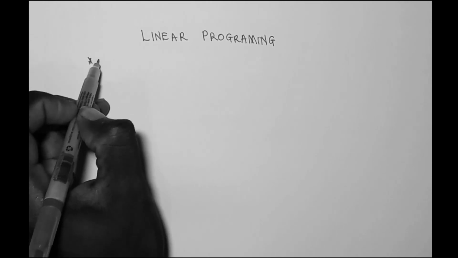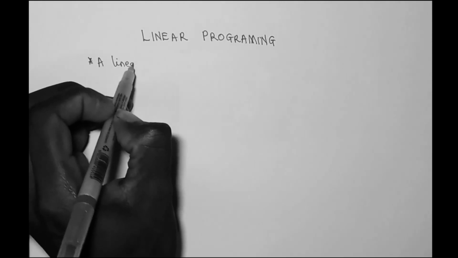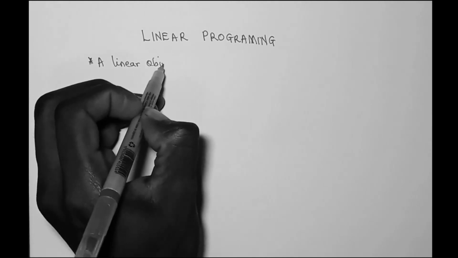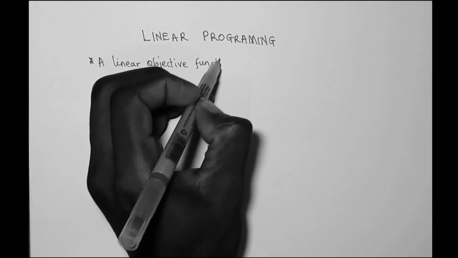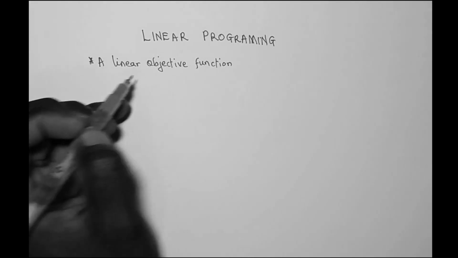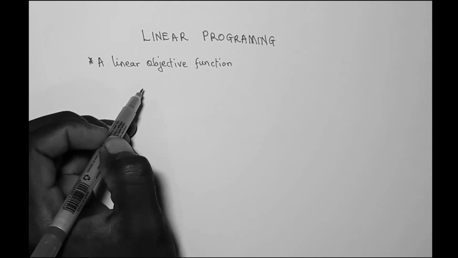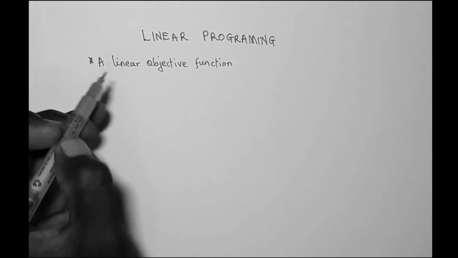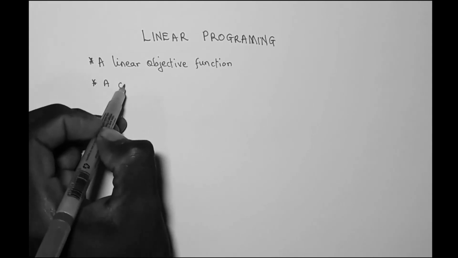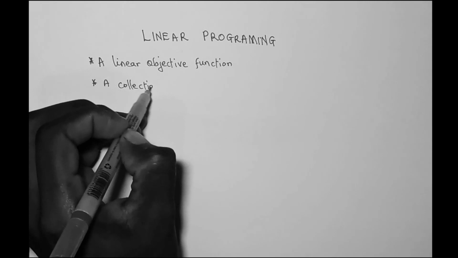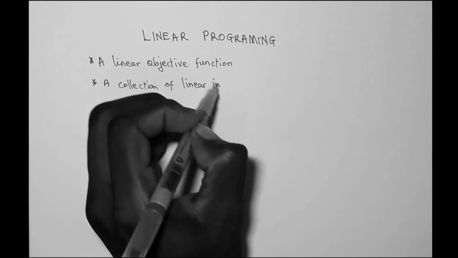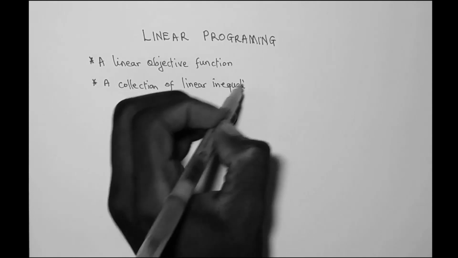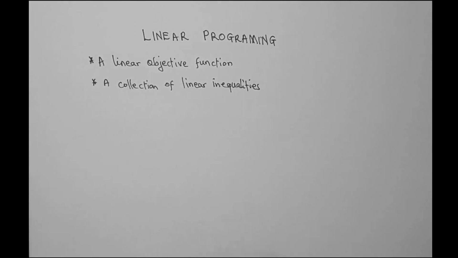So every linear programming problem has a linear objective function. And then the second component is a collection of linear inequalities that must be satisfied simultaneously. So a collection of linear inequalities. So these are the two components of a linear programming problem.